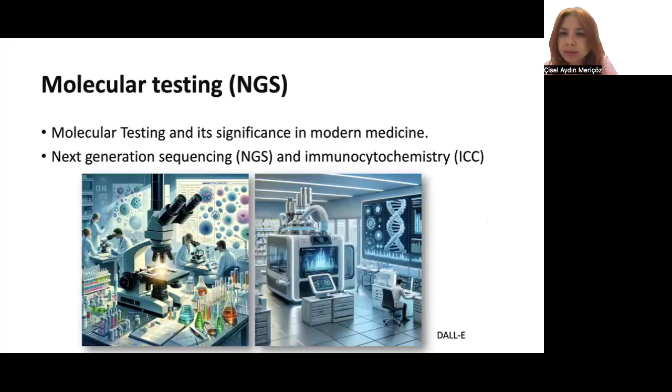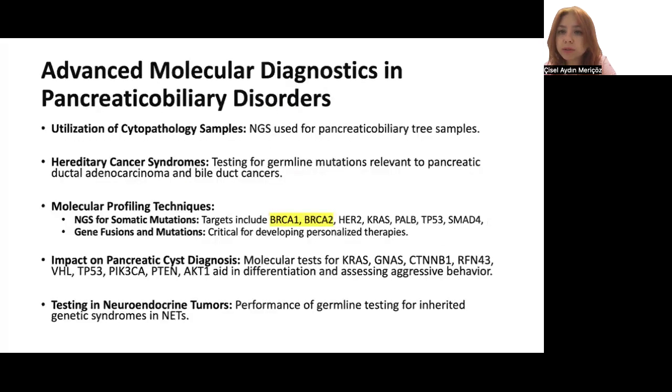Molecular testing, including next-generation sequencing or immunohistochemistry, offers us critical insights into the genetic underpinnings of both cystic and solid pancreatic lesions, helping us to decode their complex biology. This powerful tool enhances our ability to make precise diagnoses and provide tailored treatment options.